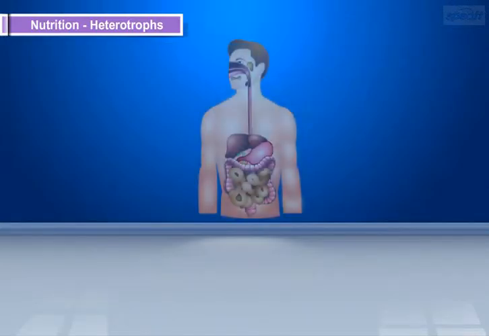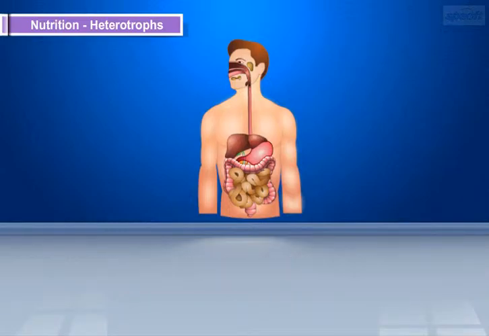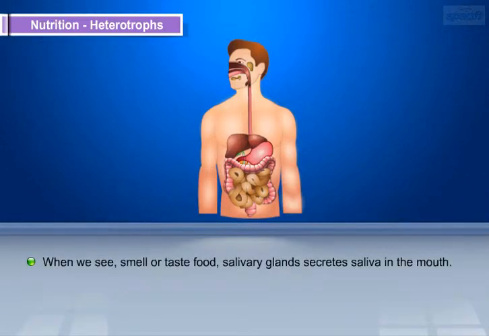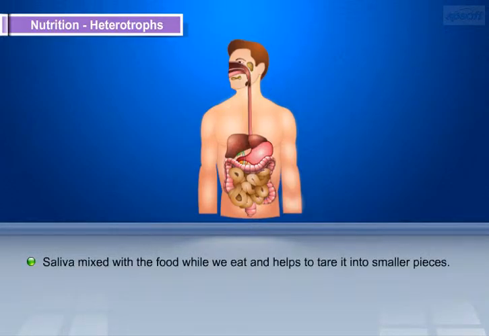Now let us discuss in detail about the digestion process in human beings. Initially, food enters into the body through the mouth, where it is crushed into smaller particles. When we see, smell or taste food, salivary glands secrete saliva in the mouth. Saliva is mixed with the food while we eat, and it helps to tear food into smaller pieces.